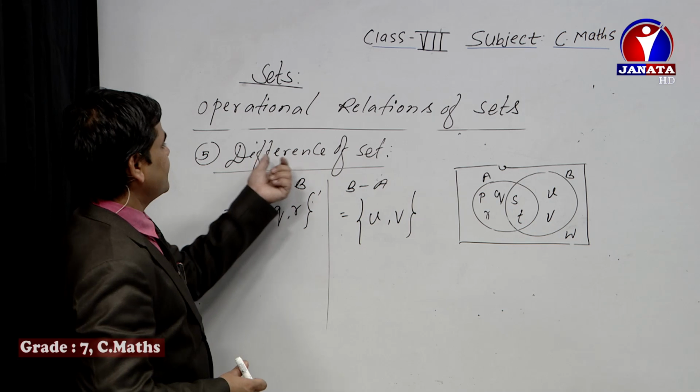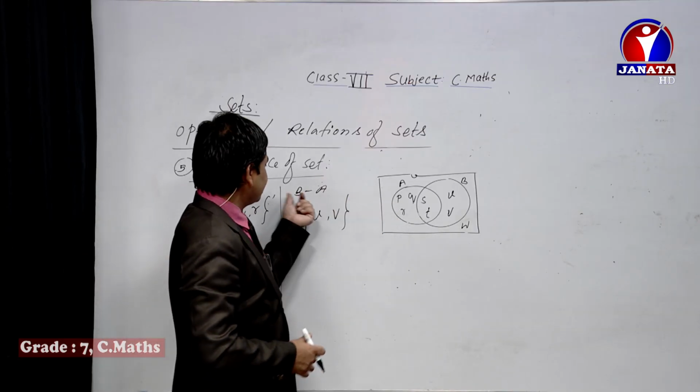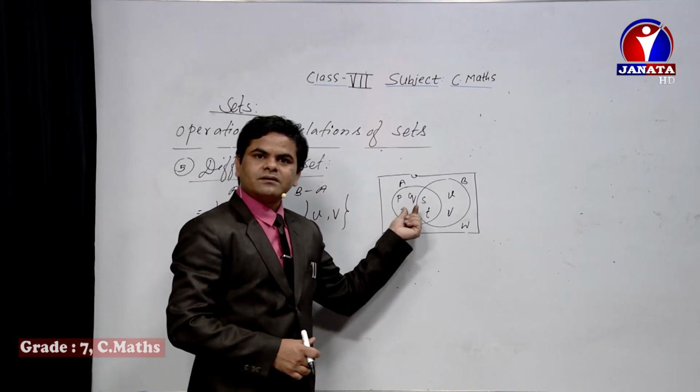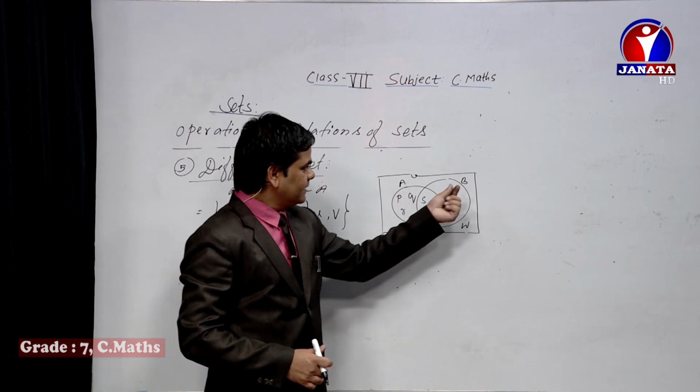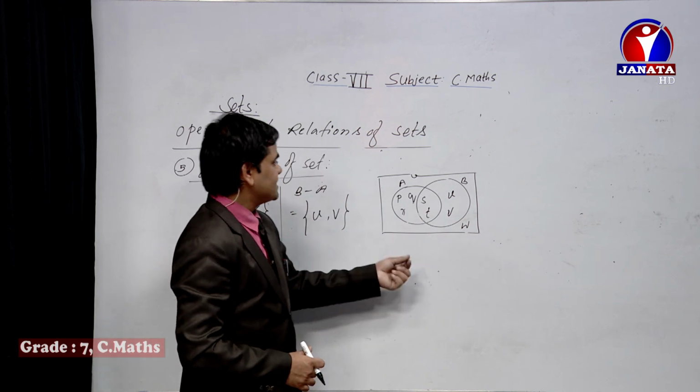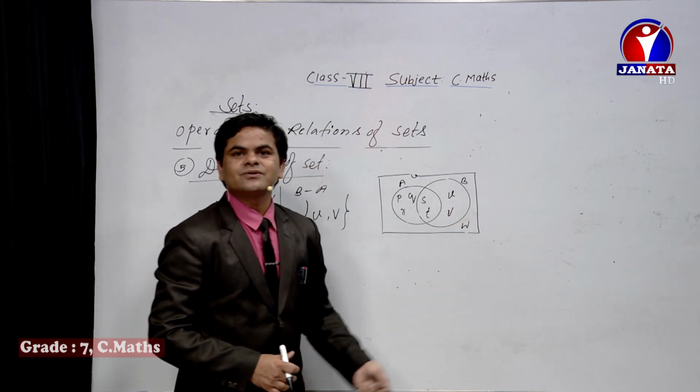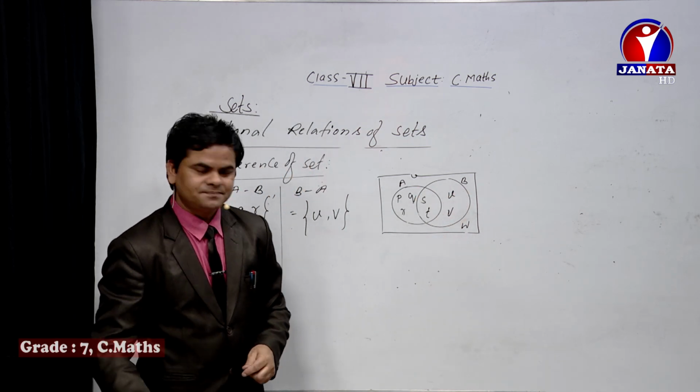So these are the difference of sets. A difference B represents the number of people who like only apple, and B difference A represents the number of people who like to have only banana.